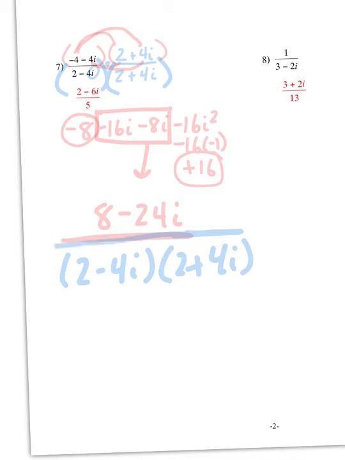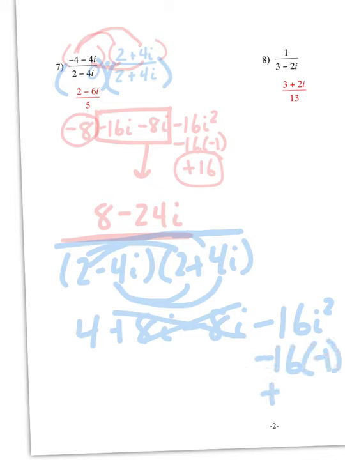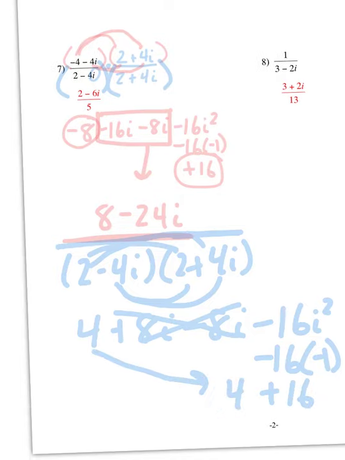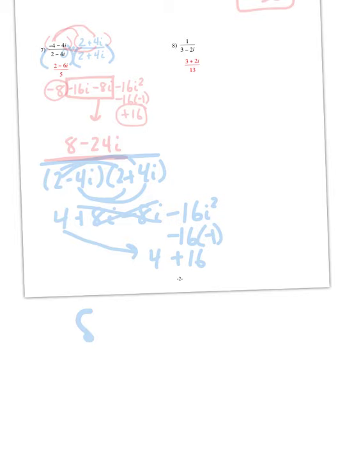So we got 2 times 2, which is going to give us 4. 2 times 4i, which will give us 8i. Negative 4i times 2 will give us negative 8i. And as you can tell, those cancel out. And negative 4i times positive 4i is negative 16i squared. Again, negative 16 times negative 1, because i squared is negative 1, is positive 16. Bring in your 4, and 4 plus 16 is 20. So now I'm going to have 8 minus 24i over 20.